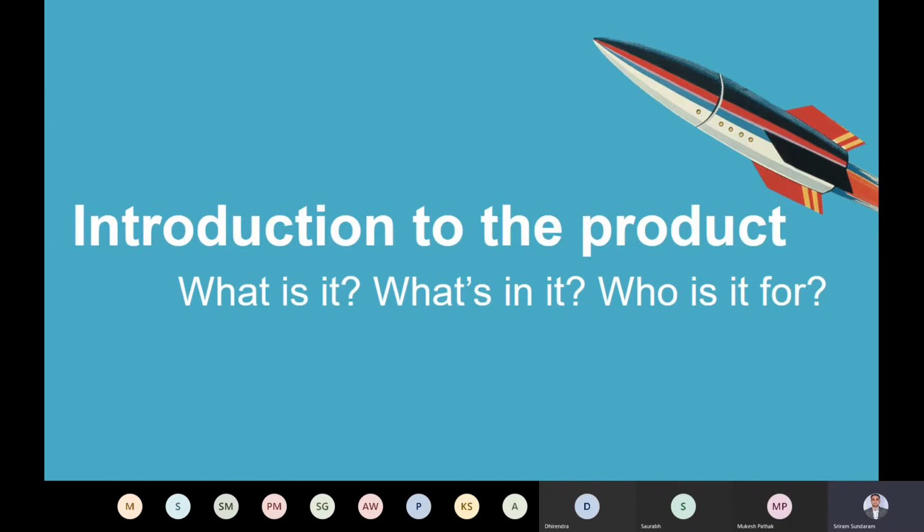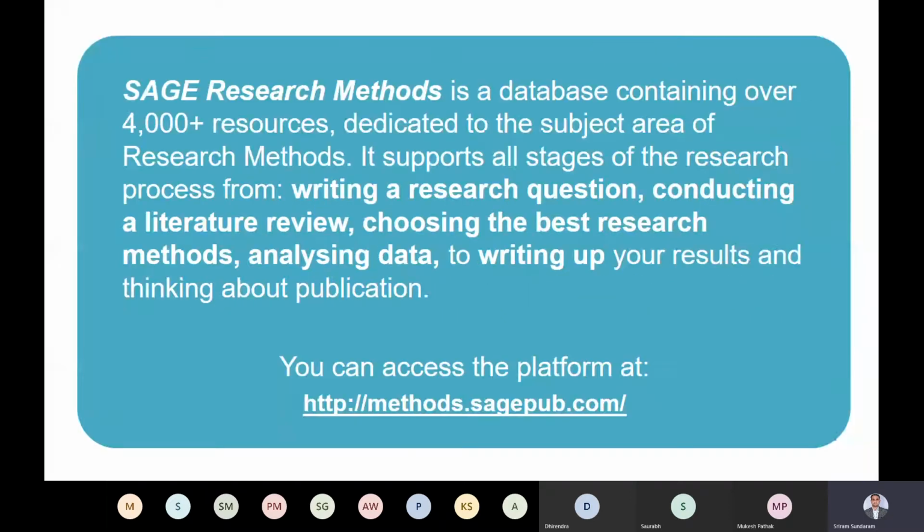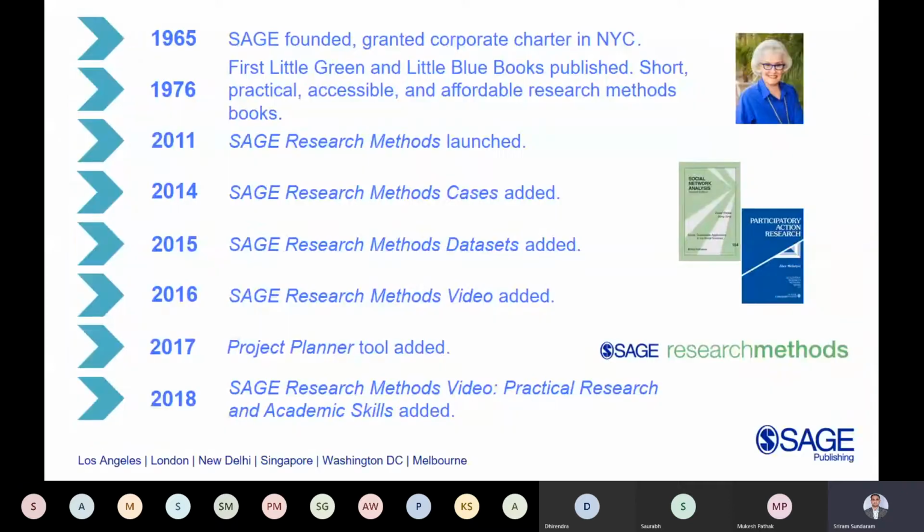As I said, this is going to be an introductory session for the product Sage Research Methods. We proudly say that we have accumulated content over the past 50 years and close to 4,000 plus resources related to research methodology, starting from defining a topic to philosophy of research, to writing a researchable question, to conducting a literature review, till writing up your research and thesis dissertation. The entire steps of research are covered through a variety of content in this platform. The URL is methods.sagepub.com, at the bottom of the slide.